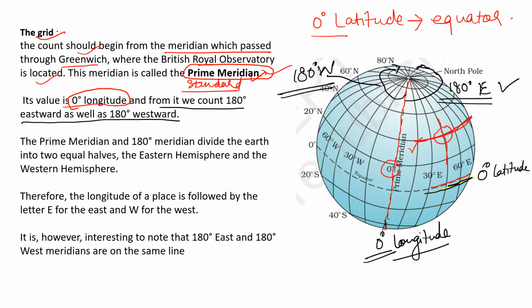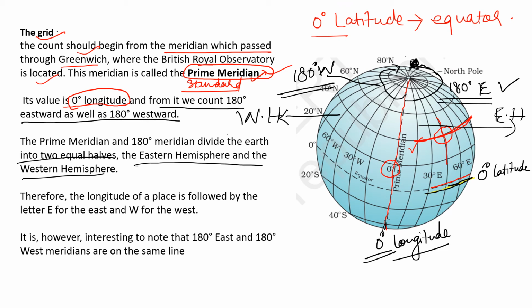The prime meridian and the 180° meridian divide the earth into two equal halves, the eastern hemisphere and the western hemisphere. So this is the 180° line. It will be on the back side of the globe. The 180° line will meet here. Both the east and west 180° lines will come and meet here. So 0 degree and behind this, 180°, divide the earth into two equal halves, which are called the eastern hemisphere and the western hemisphere. So this complete half is called the eastern hemisphere, and this complete half is called the western hemisphere.